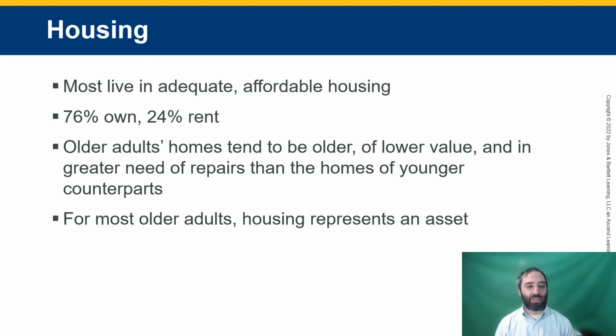All right, some bad news here. Older adults' homes tend to be older and of lower value, and they need more repairs than if you compare those homes to those of younger people. For most older adults, housing represents an asset. So it's something that they have that is of worth, and they can go to the bank and get a loan against it so that maybe they can go to the doctor, or they just need basic care and paying for that.